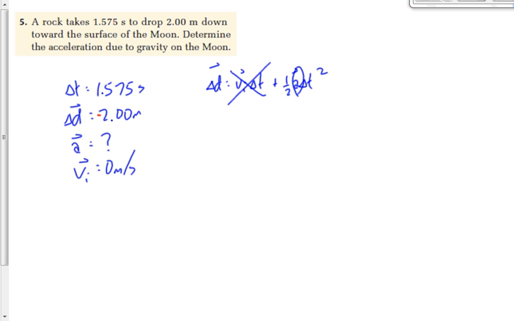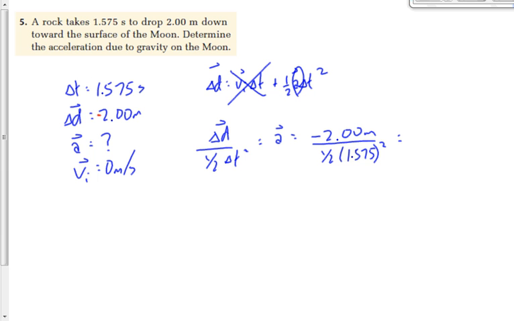We got to get rid of the 1/2 and the t squared. They're both multiplied by A, so how are we going to get rid of them? By dividing. Good. So let's say D divided by 1/2 t squared equals A. So it becomes negative 2.00 over 1/2 of 1.575 squared.